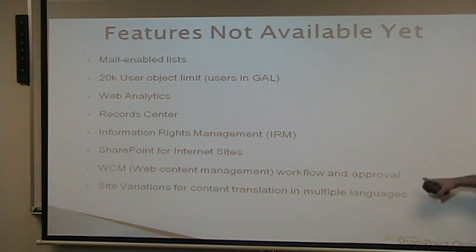And it just emphasizes the workflow and approval process is missing, site variations for content translation in multiple languages. SharePoint on-site has it to where if you have customers in China, Russia, it will automatically translate it into another language and display it based on their region. Office 365 doesn't have that yet. Most of these features are about a year away. So they will be there, they're just not there yet.